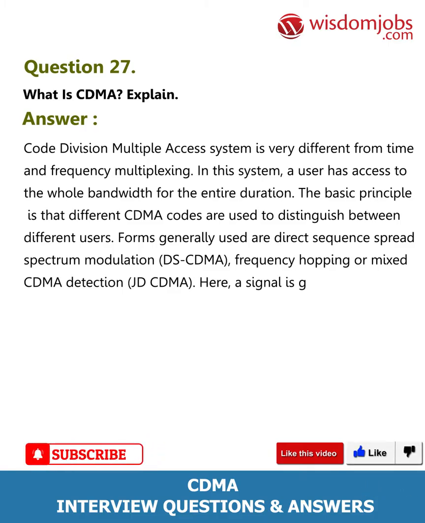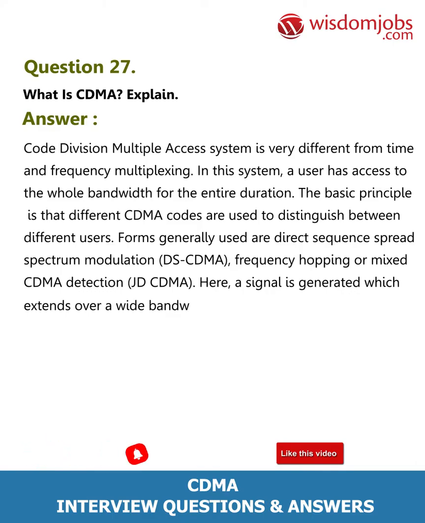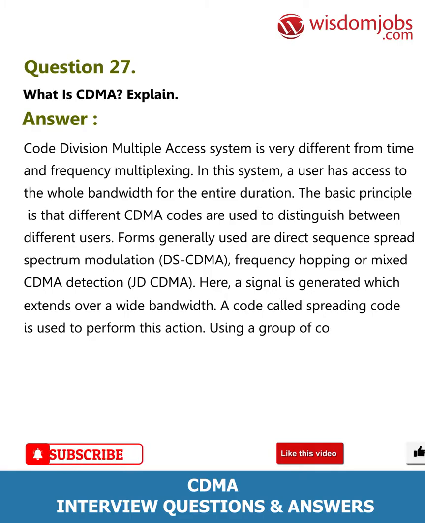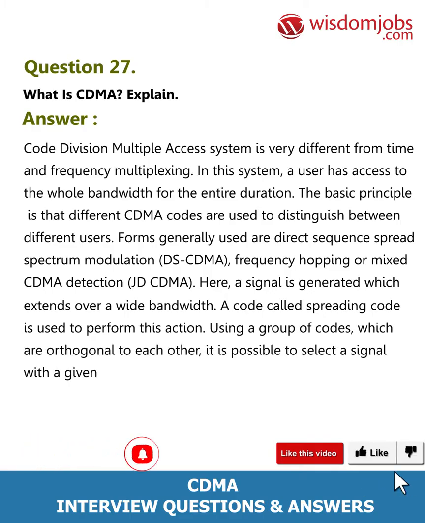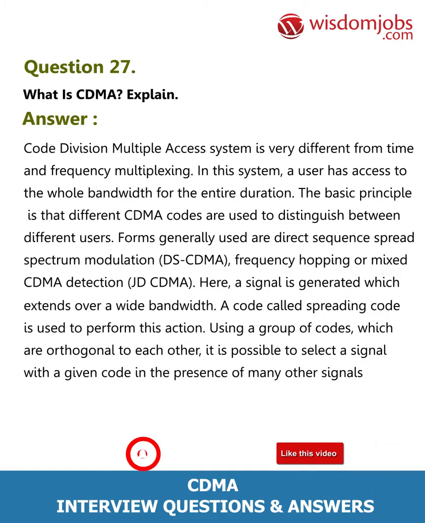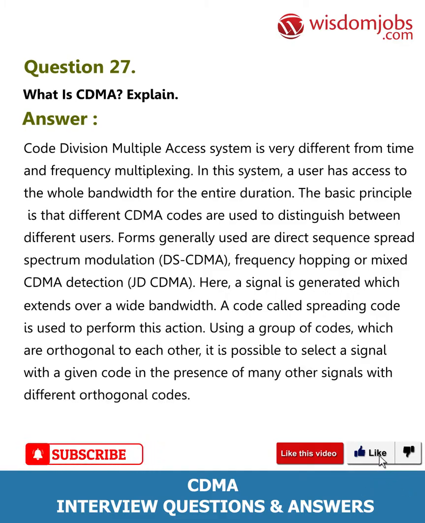Here, a signal is generated which extends over a wide bandwidth. A code called a spreading code is used to perform this action. Using a group of codes which are orthogonal to each other, it is possible to select a signal with a given code in the presence of many other signals with different orthogonal codes.